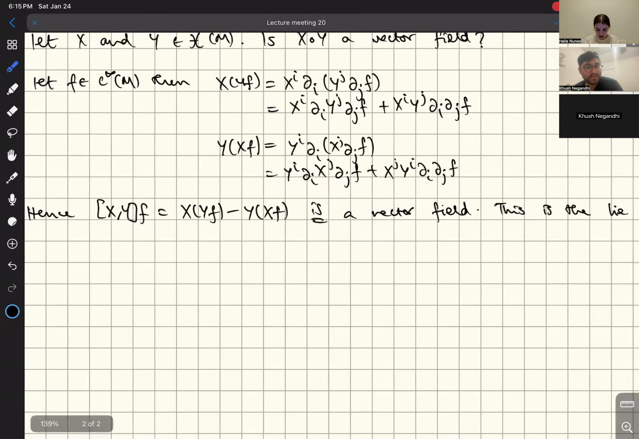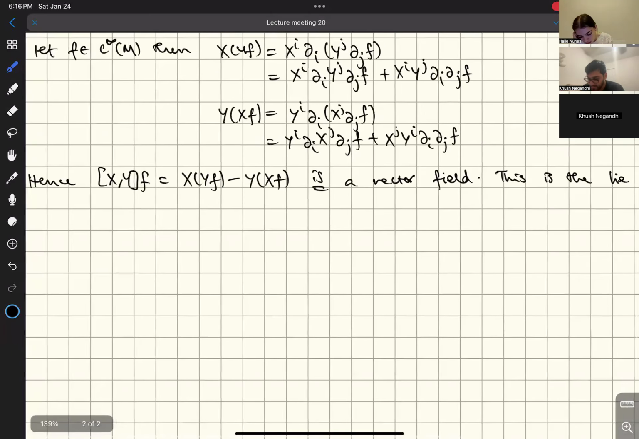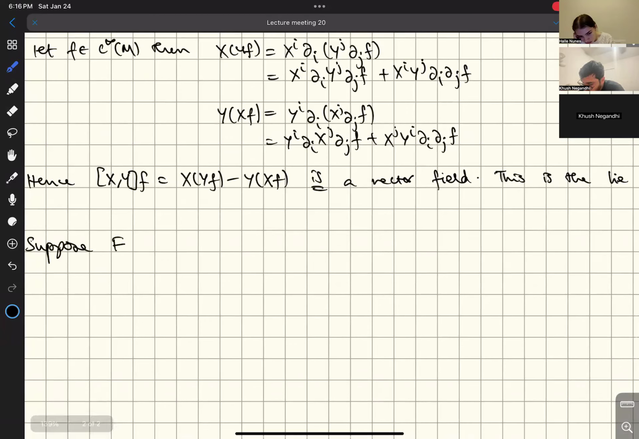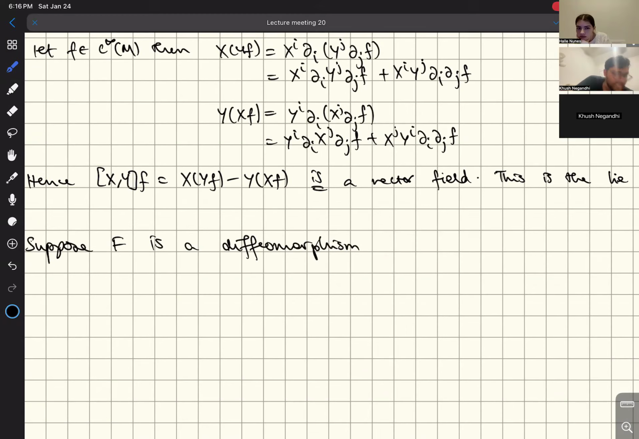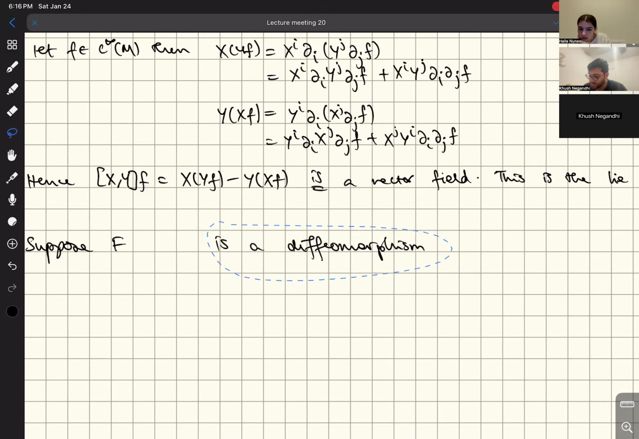Now we're going to do something a little weird, I must admit. We're going to try to move around some vector fields. Suppose F is a diffeomorphism. Then we saw that we can take smooth functions on, I guess I didn't really mention from where to where, from M into N.